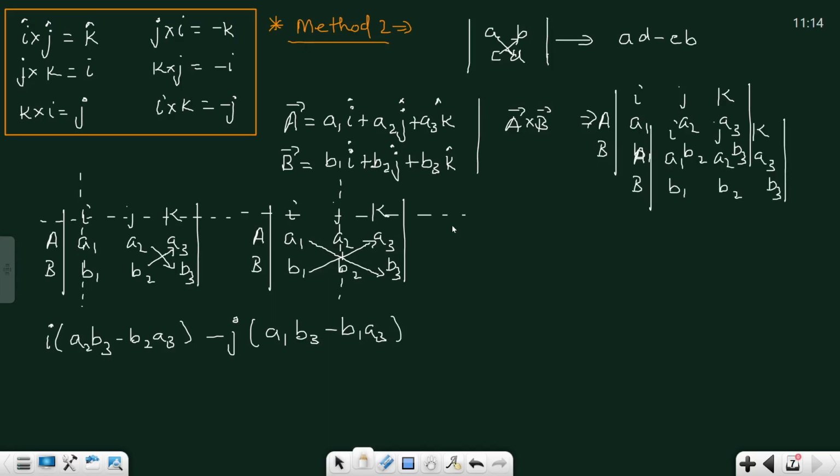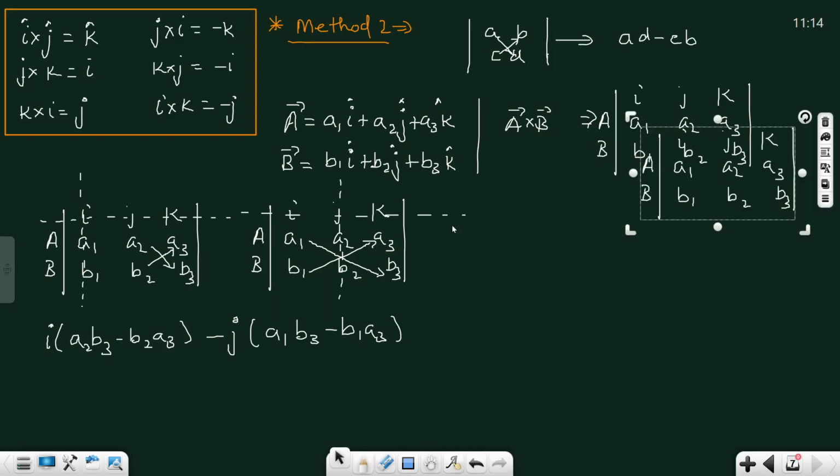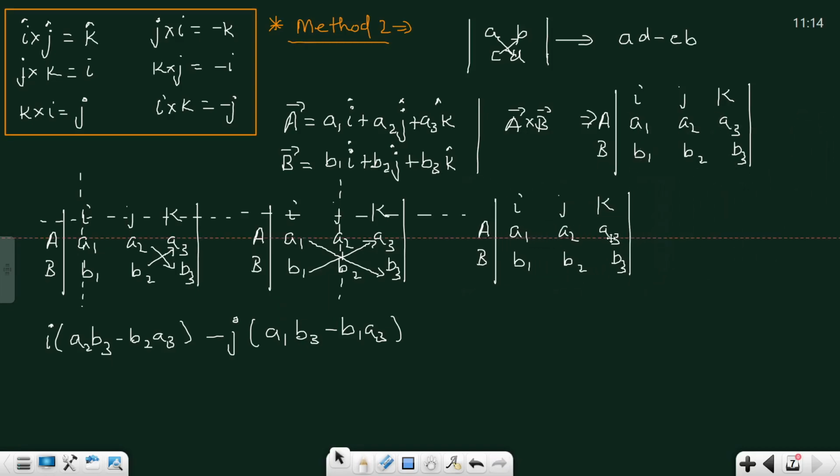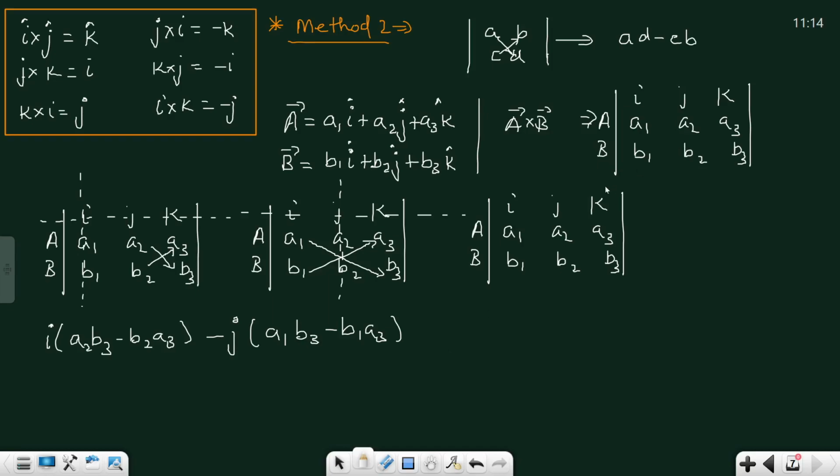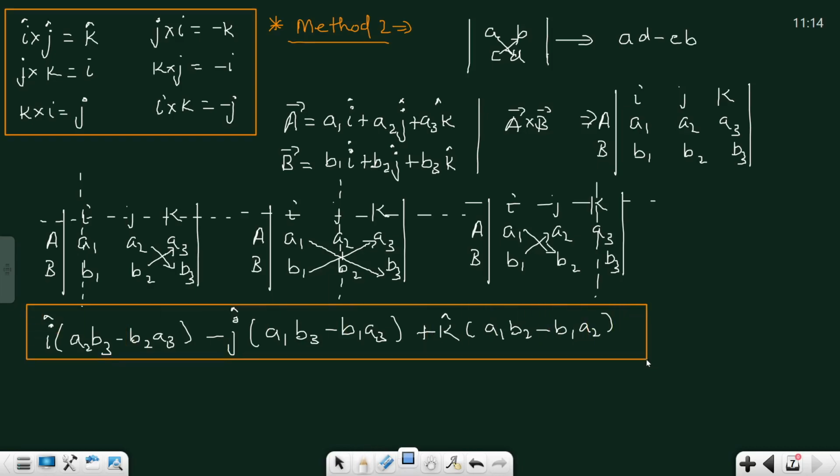And again, when you go for the last term, that is K, for the calculation of K, you will put a strip over here and here. You will go for this one. So I cross J will give you plus K, so you will write down plus K. Okay, so this is A1 B2 minus B1 A2. Clear? This is the final expression you will get.